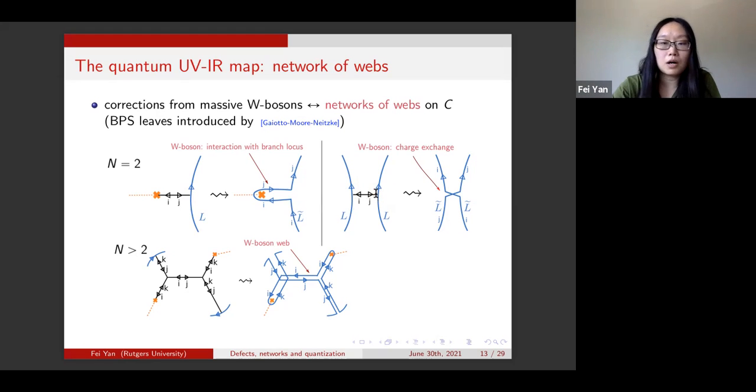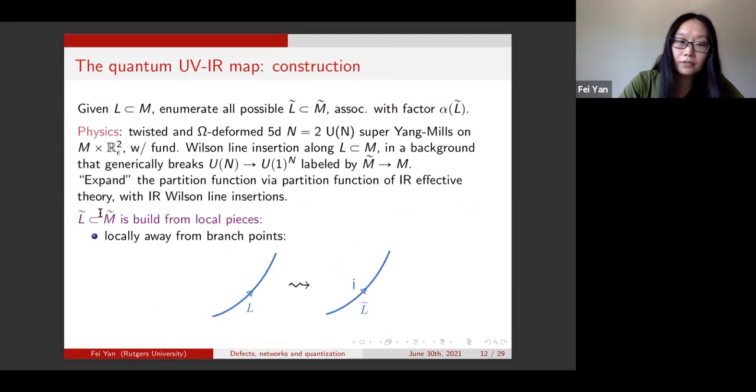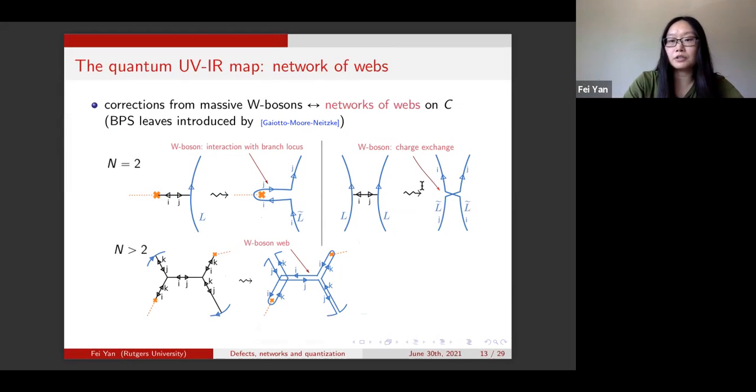Then upstairs, when I build these uplifted links, I'm allowed to add these little exchanges running on sheet I and sheet J and exchanging between the two link strands. And this is the complete story for GL2. By complete, I mean when you build your L tilde from the local pieces, you just group together all possible local pieces from this naive uplift and also from those corrections that you would receive. And then that's the end of the story. You would have already enumerated all possible links L tilde in M tilde.